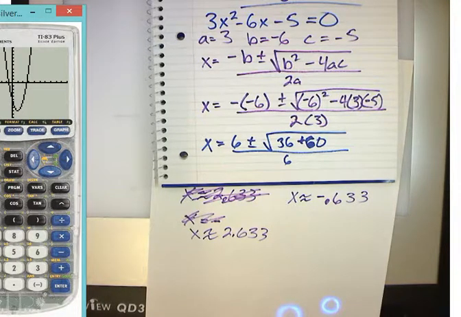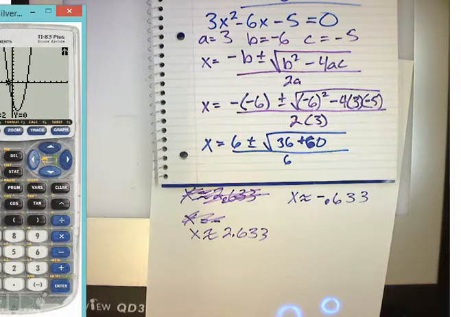So let's calculate that. If I hit second, trace, come down to calculate the zeros. I want to go a little bit to the left of this intercept. Whoops, that's right on it, isn't it? Enter. I want to go a little bit to the right of the intercept, and then I want to guess as close as I can to the intercept. And sure enough, it's negative 0.633.